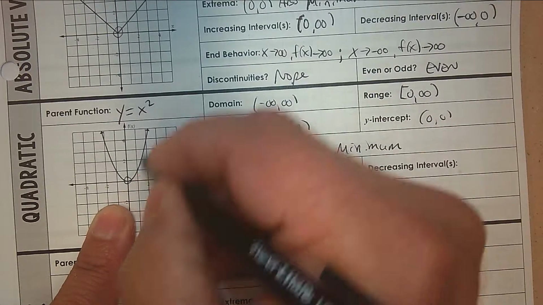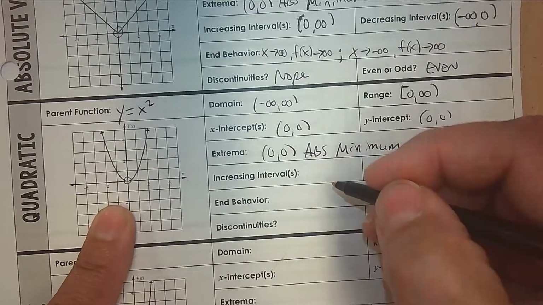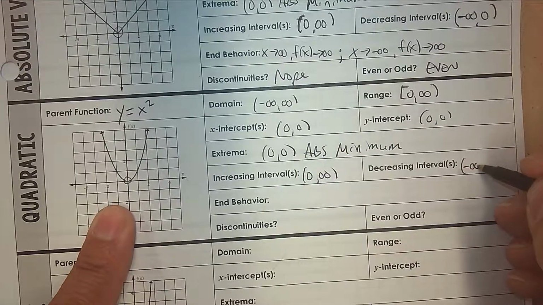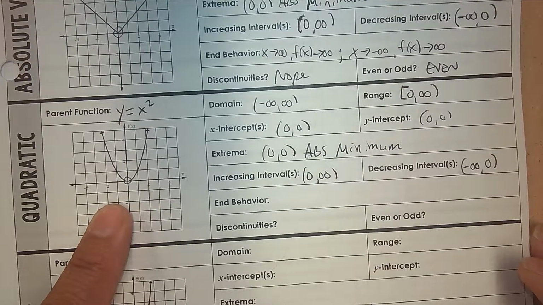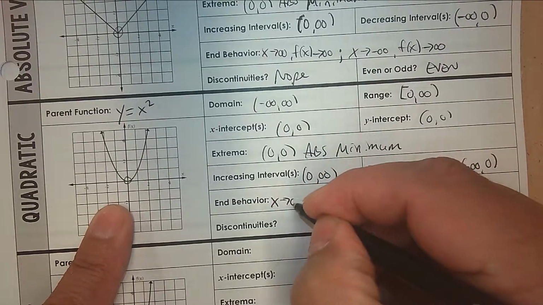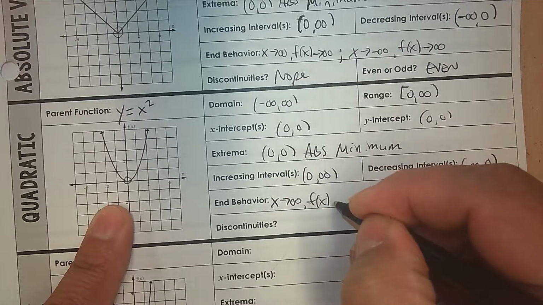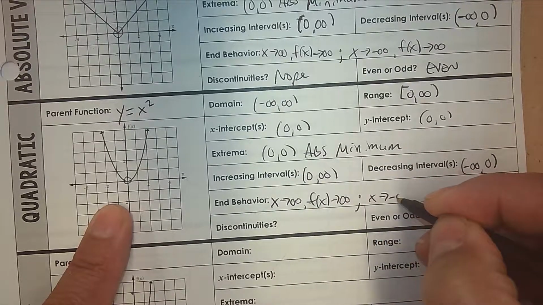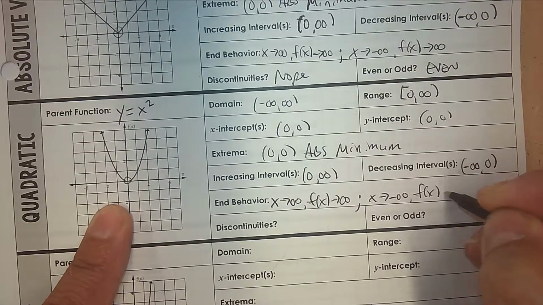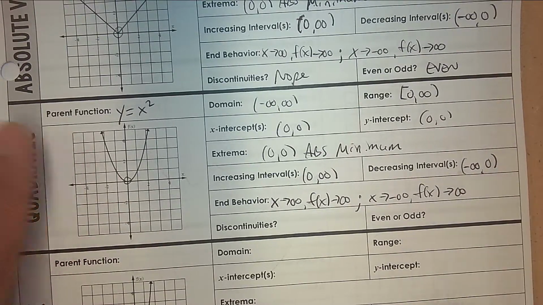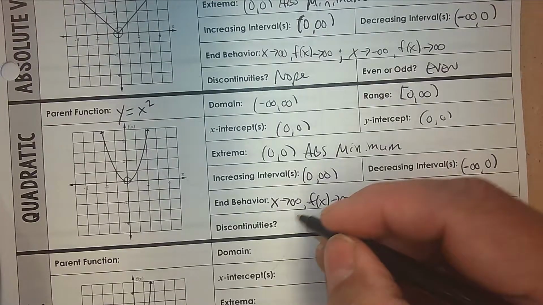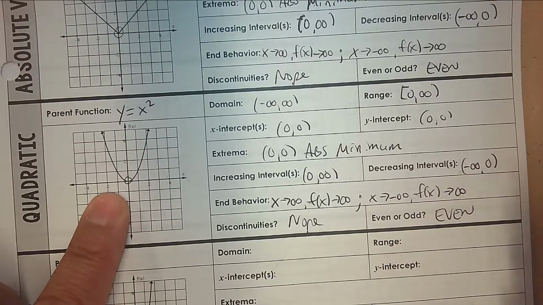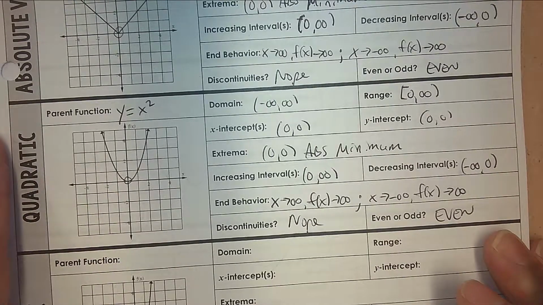Where is it increasing? This is just like the absolute value function, right? So from 0 to infinity. Where is it decreasing? From negative infinity to 0. What's the end behavior? As x approaches infinity, what does f of x approach? The function also approaches infinity. As x approaches negative infinity, what does the function approach? Also infinity. So both the left and the right end are up. Any discontinuities? Is it even or odd? And you can see they match, right? That absolute value and quadratic, just the shape looks different.